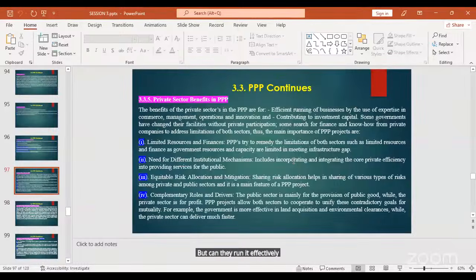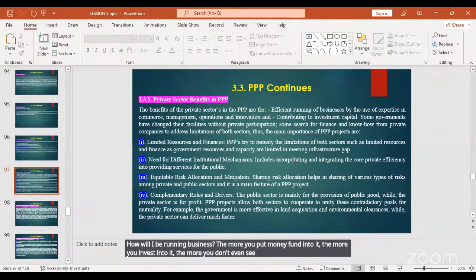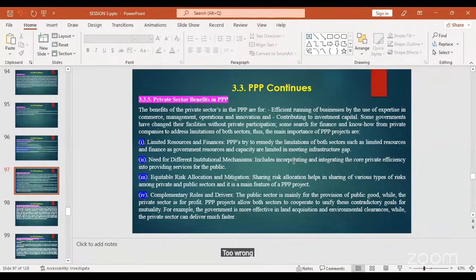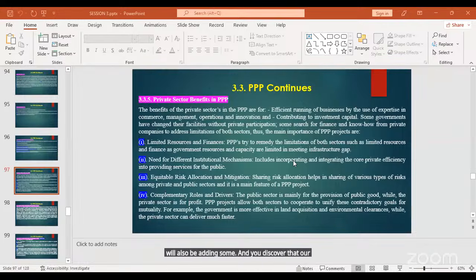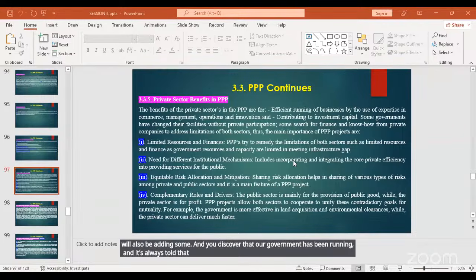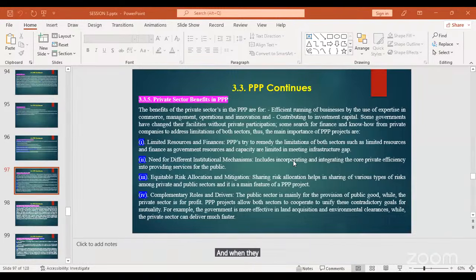And like I told you, that's what brought about the concept of privatization. Because how will I be running a business? The more you put funds into it, the more you invest into it, the more you don't even see anything to show for it. It's okay, enough is enough. Let's give it to private persons to run. But let us not give everything. Let us retain a certain percentage so that when this person is making money, we'll also be earning some. And you discover that what government has been running, and it's always the story that they don't make income, they privatize it, and it begins to make income. And when they pay the portion of government, government is happy.